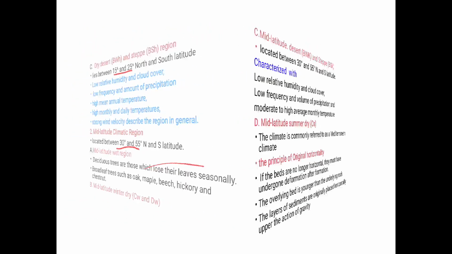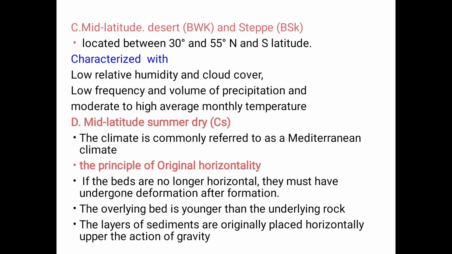What are the major features of mid-latitude winter dry? And the other one is mid-latitude desert and steppe. This is also classified as between 30 and 55 north and south. This is characterized with low relative humidity and cloud cover, low frequency and low volume of precipitation, and a moderate to high average monthly temperature.